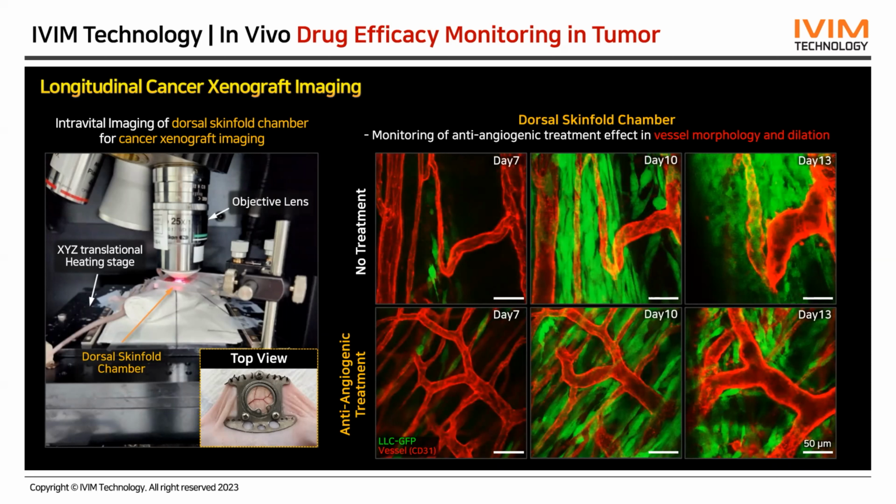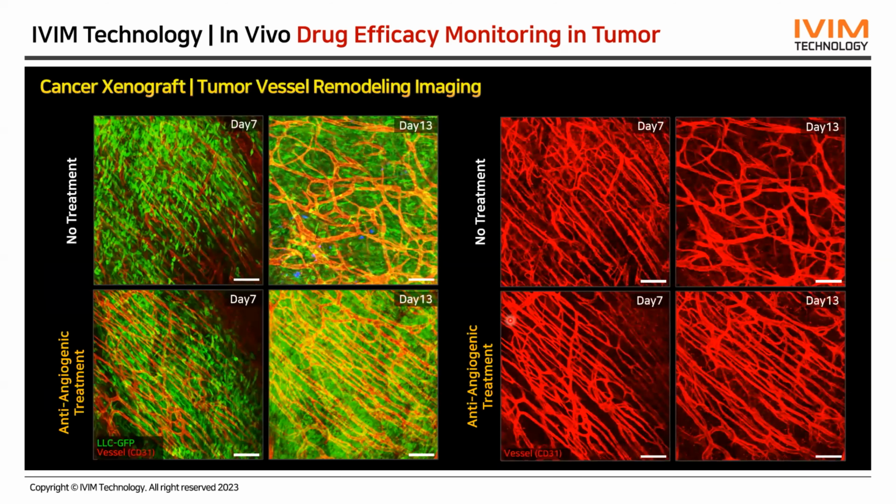And in the wide area after the drug treatment, vessel morphology became more normalized, that is less dilated and less branched, compared to the sham control model. So in this way, we can finally validate the in vivo efficacy of the anti-angiogenic drug on the tumor vessels.